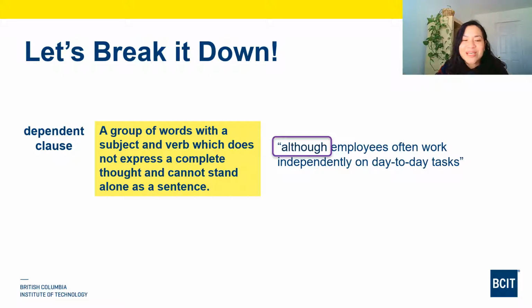Here are a few more examples. Even though, when, while, before, after, if, and because. Adding these words immediately transforms a subject and verb into a dependent clause because people expect information to follow.